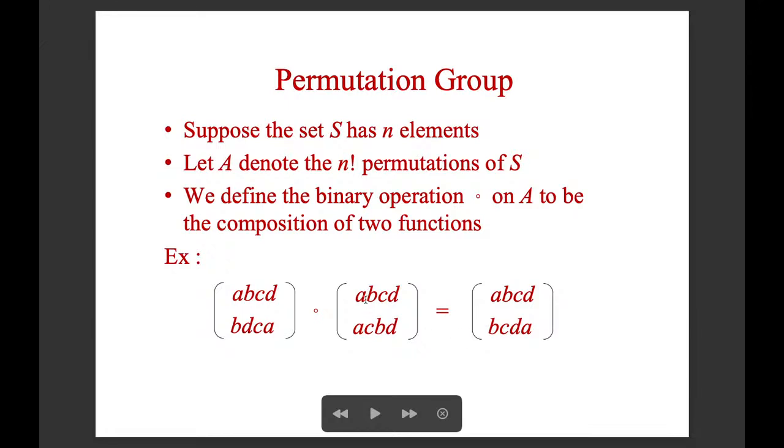Is that okay? So for B, what will happen? B will map to C, and then C will map to C, so B will map to C. And here C will map to B first, and then B will map to D later. So C will be mapped to D. And finally, D is mapped to D first, and then D is mapped to A later. So D will be mapped to A. Is that okay? So if this is a permutation, and this is another permutation, we have a dot operator to denote the composition of these permutations.